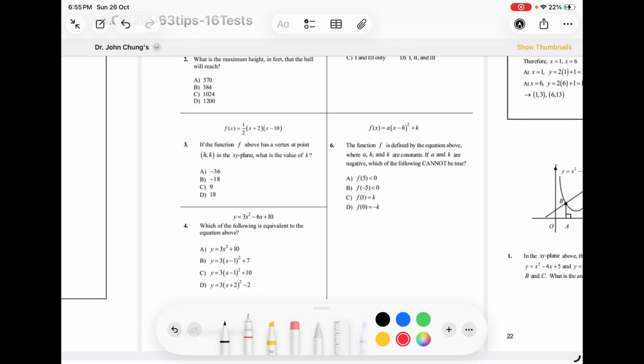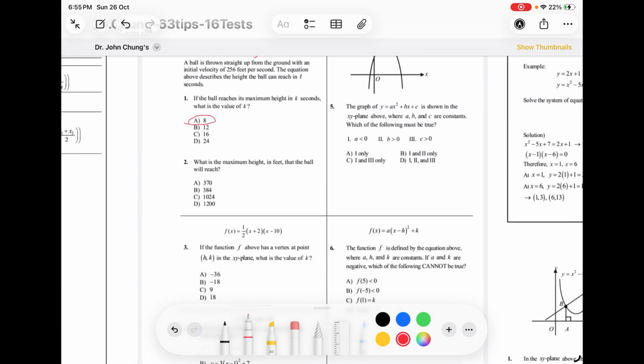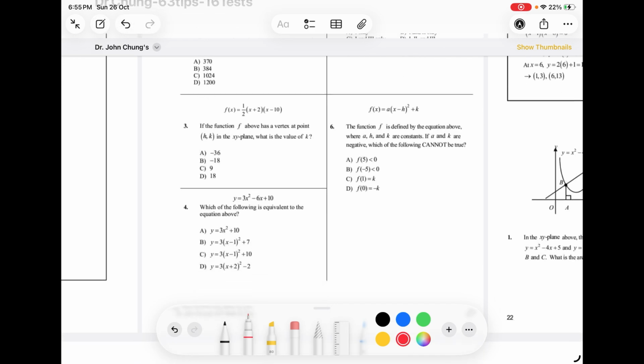Question number 4. Which of the following is the equation equivalent to the equation above? Now students, what you need to do is just pause the video. The question is in front of you, right? You can do the question yourself. If you are unable to solve it, go through my solutions. And if you have done it also, then go through my solution to check or match the correct answer.